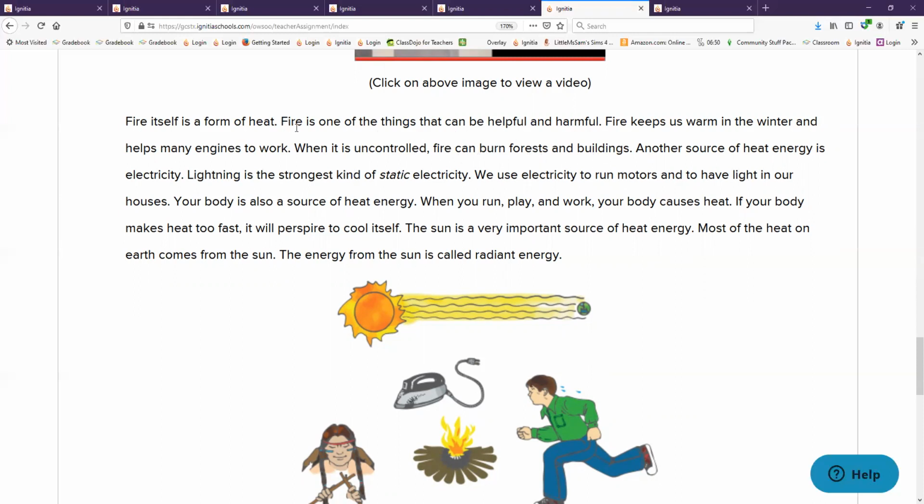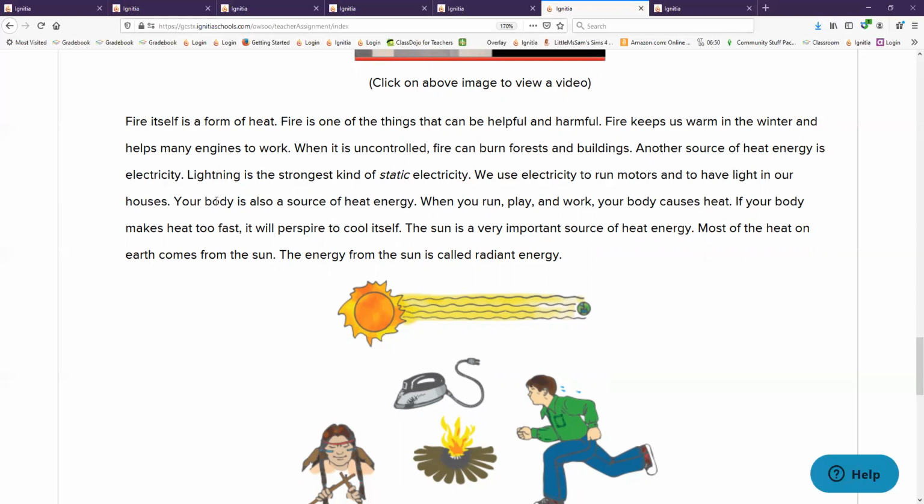Okay, so we've had friction and fire. Now, another source of heat energy is number 3, electricity. Lightning is the strongest kind of static electricity. We use electricity to run motors and to have light in our houses. Your body is also a source of heat energy.